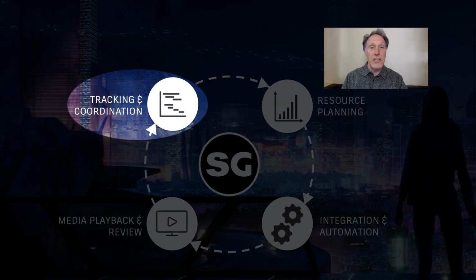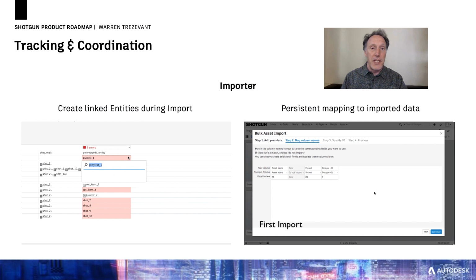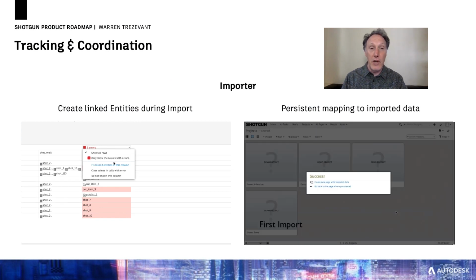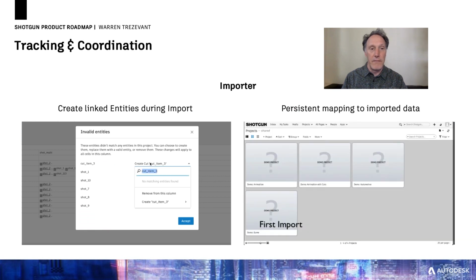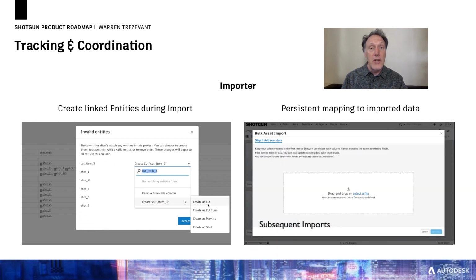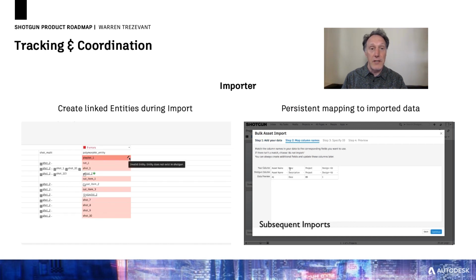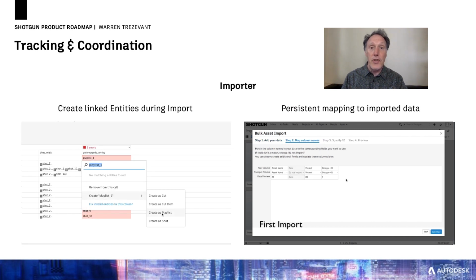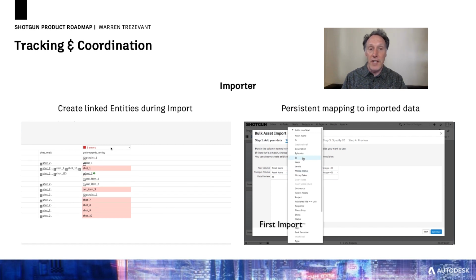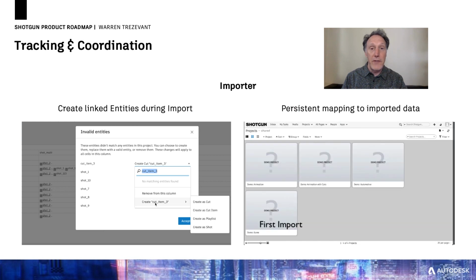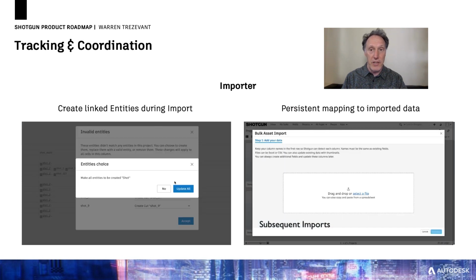Next, let's take a look at some features and updates in our tracking and coordination workflows. Some of our biggest updates are found in the importer, which makes it easier than ever to bring large amounts of data into Shotgun. In our most recent release, Shotgun now works to match links within your imported data to your existing entities. If there's anything missing, you can create the correct entities in Shotgun with the click of a button.